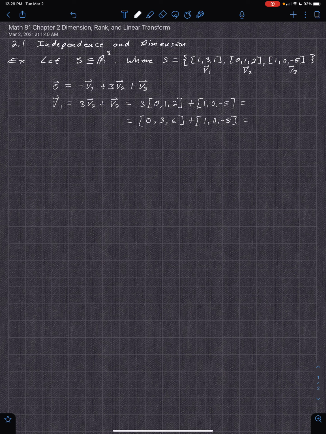And when you do, you get 1, 3, 1, which is, of course, V1, just like I had mentioned. So you won't have to guess this. This is just an example to show you that V1 is made up of a linear combination of V2 and V3.